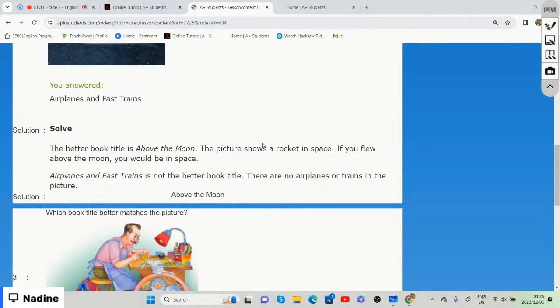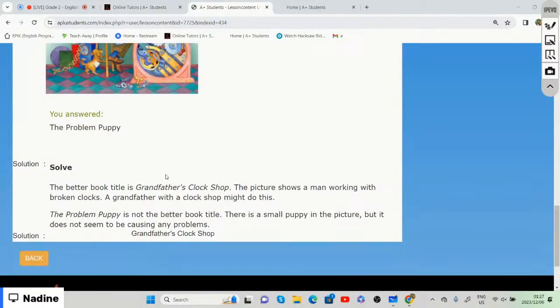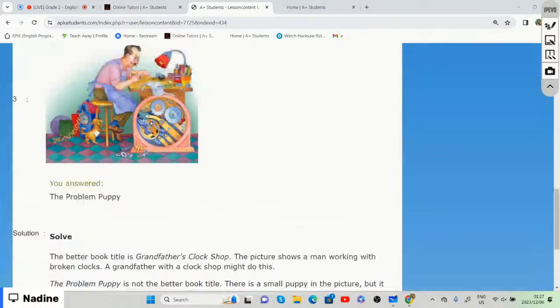So we say that the better title of this book is Grandfather's Clock Shop, meaning that he fixes clocks or he makes clocks, right? But he basically has a clock shop. And that is also why they're showing this picture here in front of us, because that is basically the inside of how a clock mainly looks.